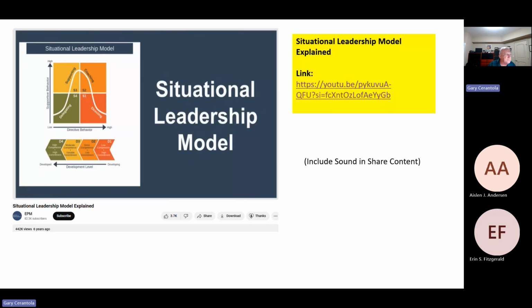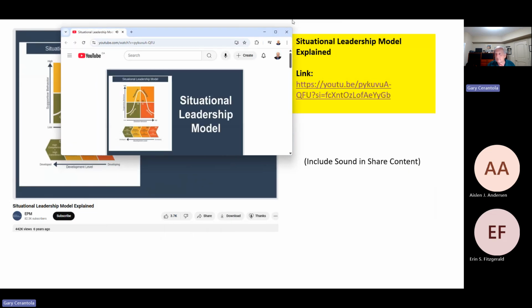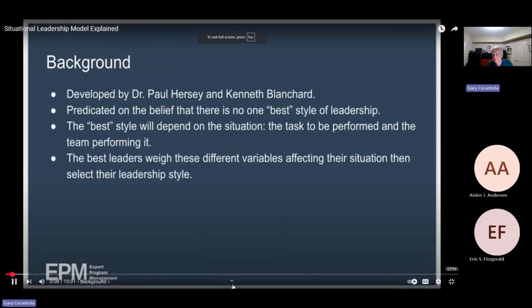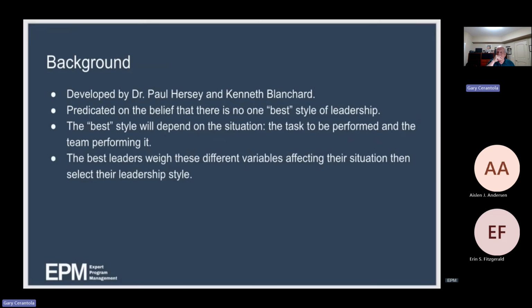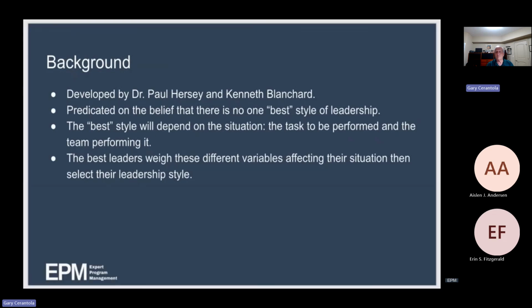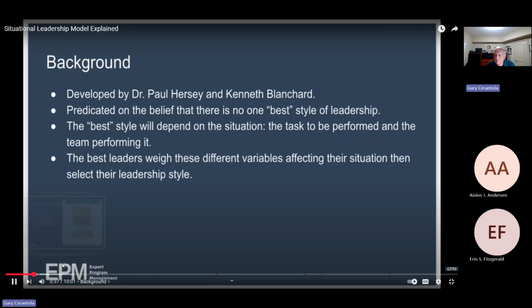Okay, here we go. Hello and welcome to today's lesson where we're looking at the situational leadership model. So first, some background. Now, the situational leadership model was developed by Dr. Paul Hersey and Kenneth Blanchard. It's predicated on the belief that there is no one best style of leadership. The best style of leadership will depend on the situation, and that means the task to be performed and the makeup of the team performing the task. So thus, the best leaders take the time to weigh the many variables affecting their situation and then select their leadership style to best match their situation.